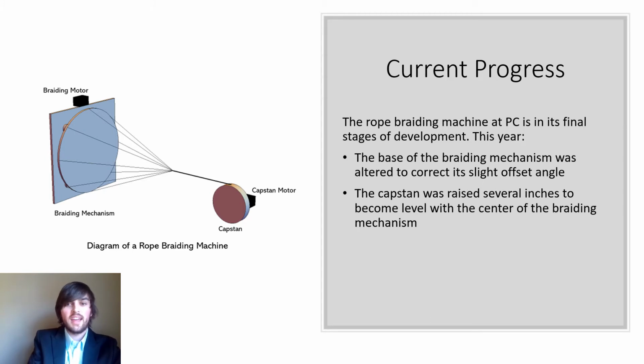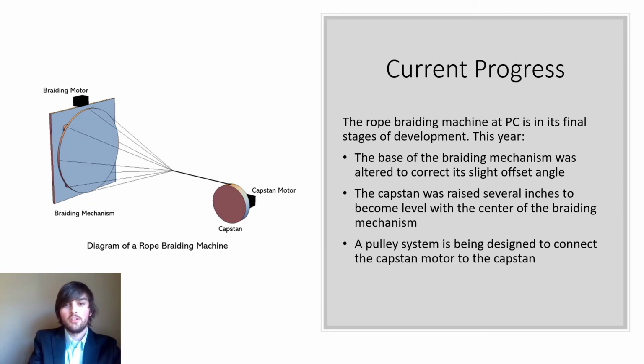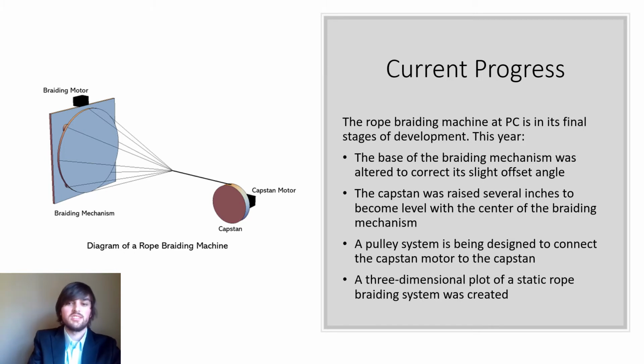Second, we raised the capstan several inches so that it would be level with the center of the braiding mechanism. Third, I'm designing a pulley system to connect the capstan motor to the capstan. And fourth, I created a three-dimensional plot of a static rope braiding system.